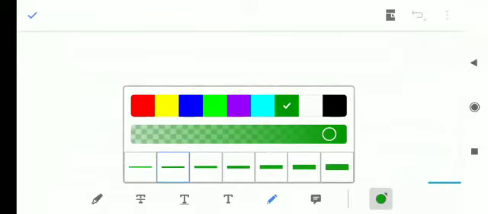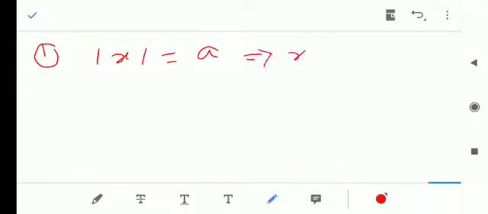Dear children, just look at concept number 1, which we are going to use in this chapter. In class 11 we have already understood that if |x| = a, this implies that x = ±a. This is a very important result.